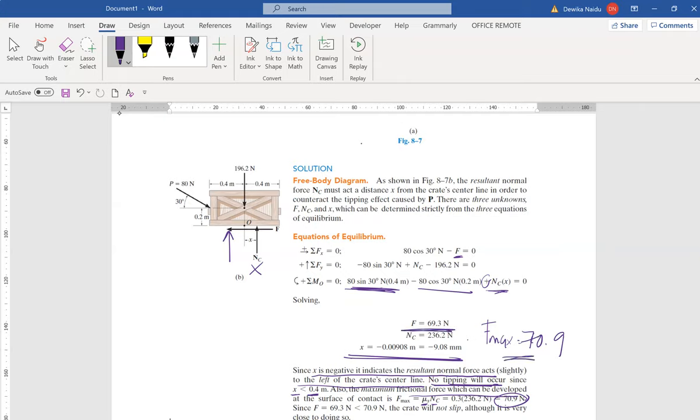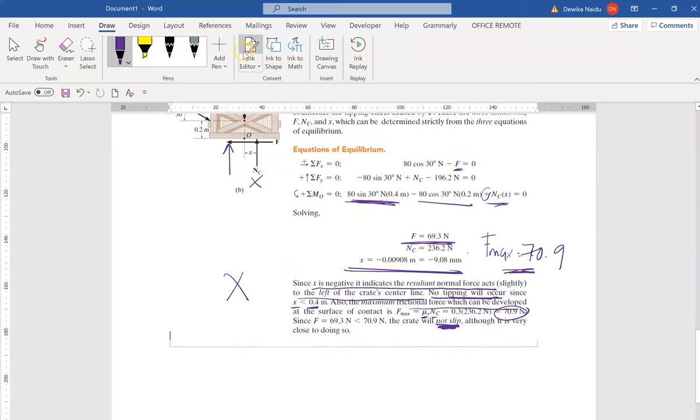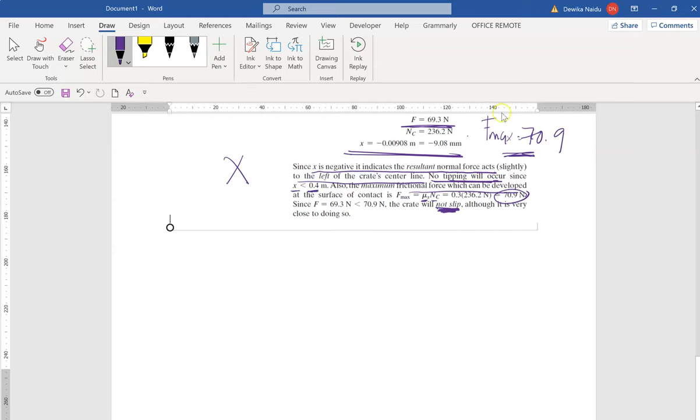So will this box slide? No, it will not slide, or it will not slip. That is the term that they use. Do not use slide. Yeah, use slip. Okay, because it is lesser than the maximum friction. Yeah, so that is how you calculate. You do this question.